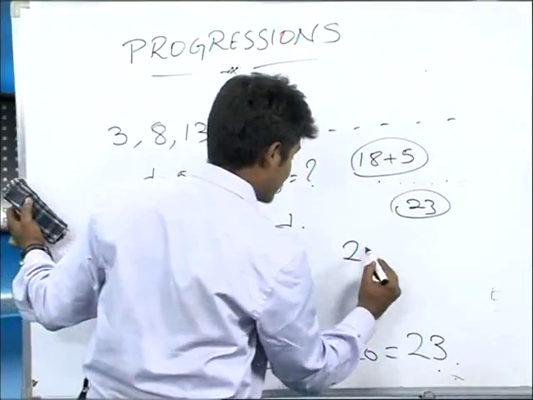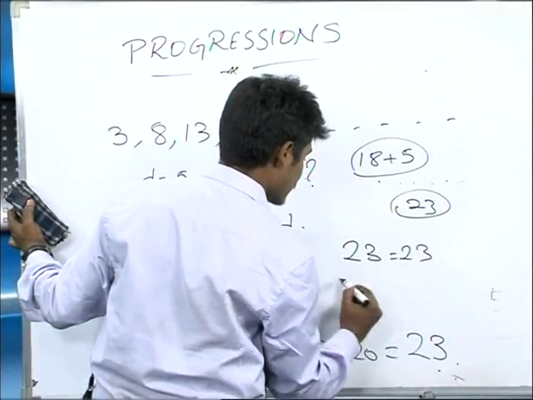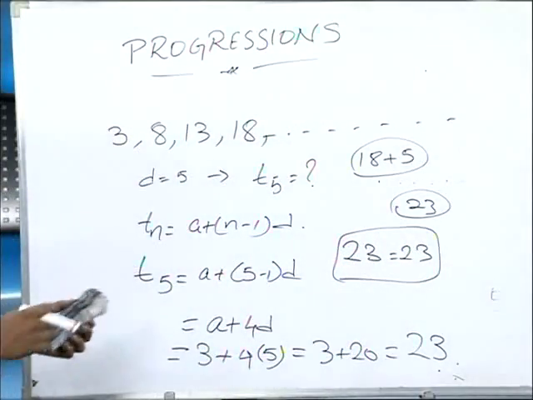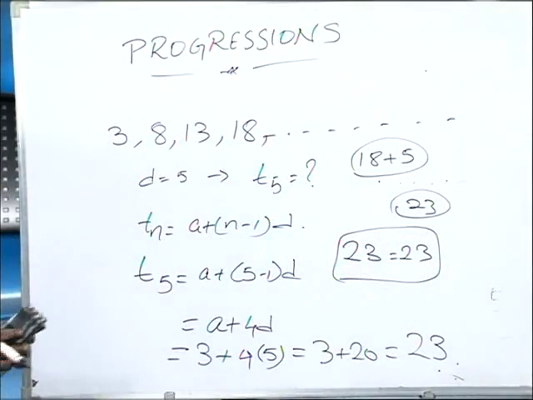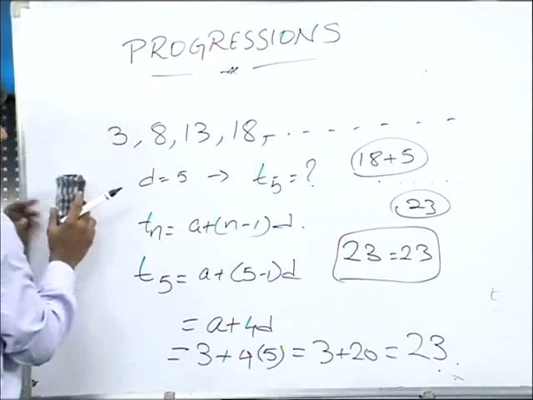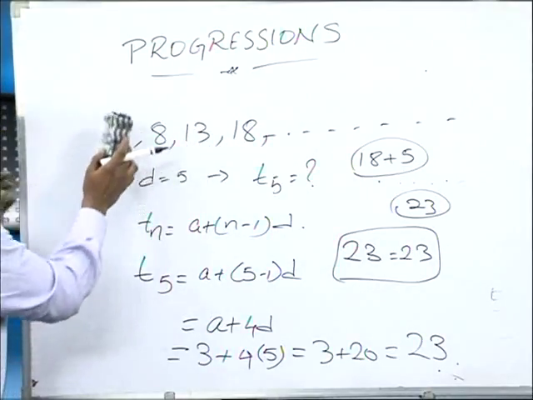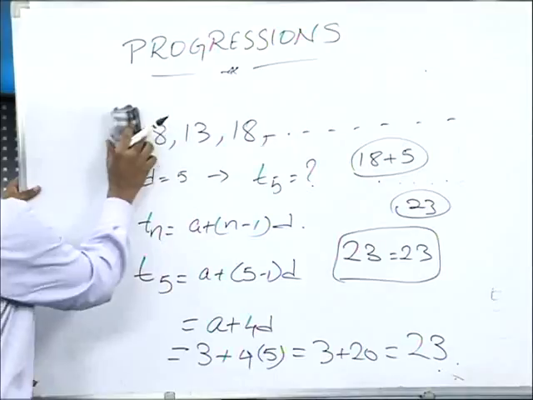23 is equivalent to 23. So the fifth term of the series is 23. Ippudu ee series ilane continue chesi oka 10 terms variki sum ganukundamandi.